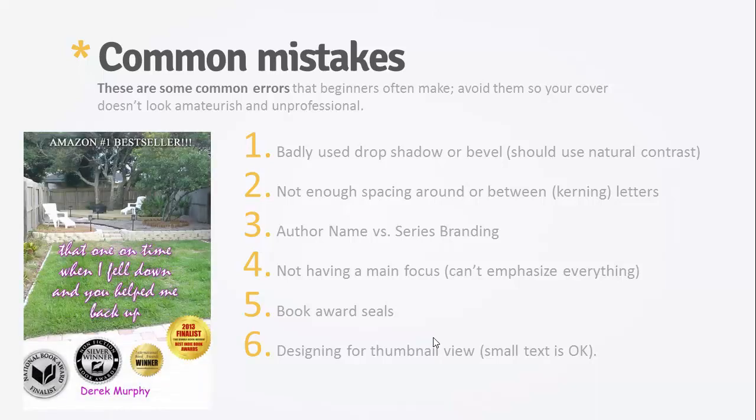This is a sample I made of an ugly book cover. And you have Amazon #1 bestseller with lots of exclamation points, really bad text, bad drop shadow. There's a crop. This is just Rage Italic, I think, or it might be Mistral. Those are two commonly used but terrible fonts. And then just a lot of seals.